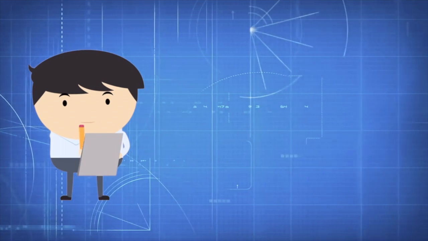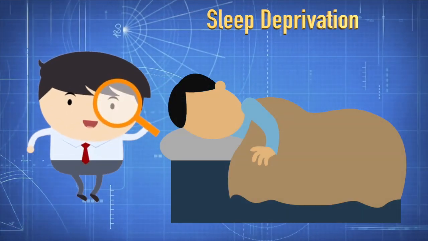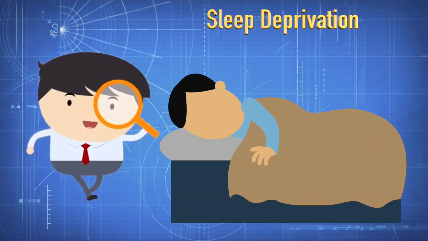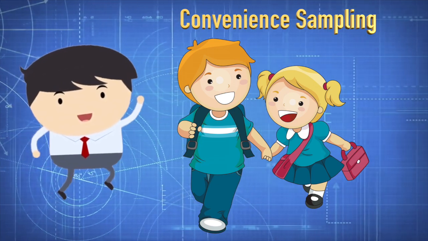An example of using this method is when a researcher is studying about the effects of sleep deprivation among the students and he interviewed the respondents that are easy to reach and approach. It can either be his friend or classmate.